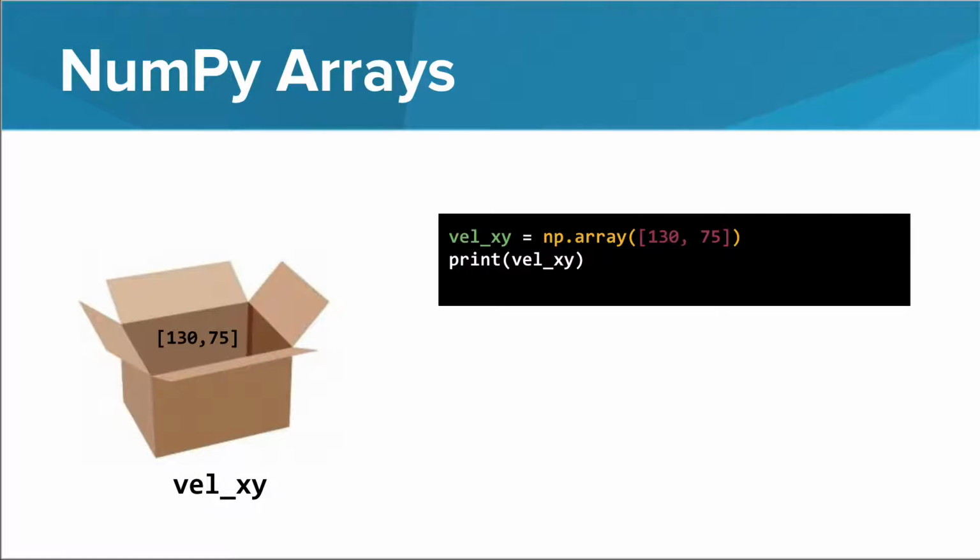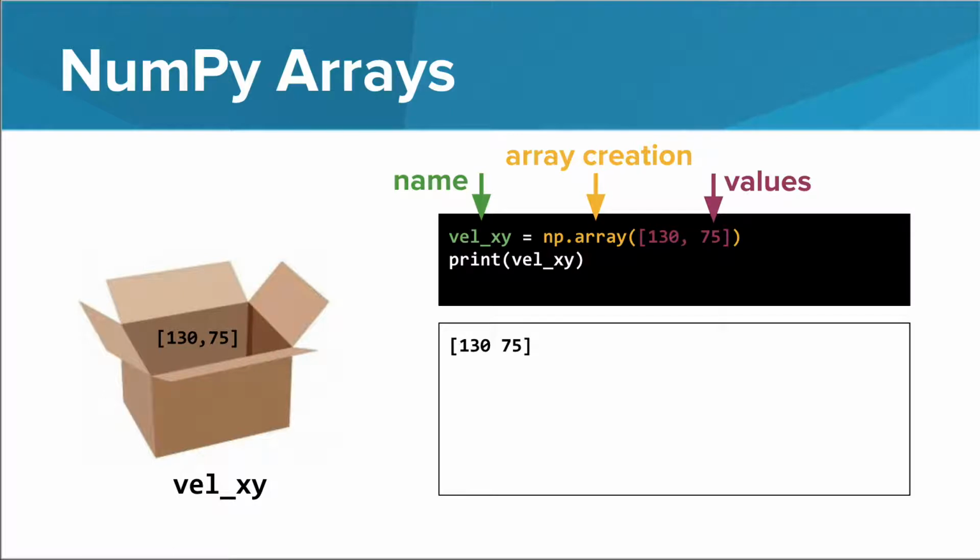To create a NumPy array, we have a similar assignment statement in our code. There is the name of the array and the creation code, which is np.array, and we put the values inside of the parentheses. The values must be in square brackets separated by a comma. When I print the array, you'll see both values listed.